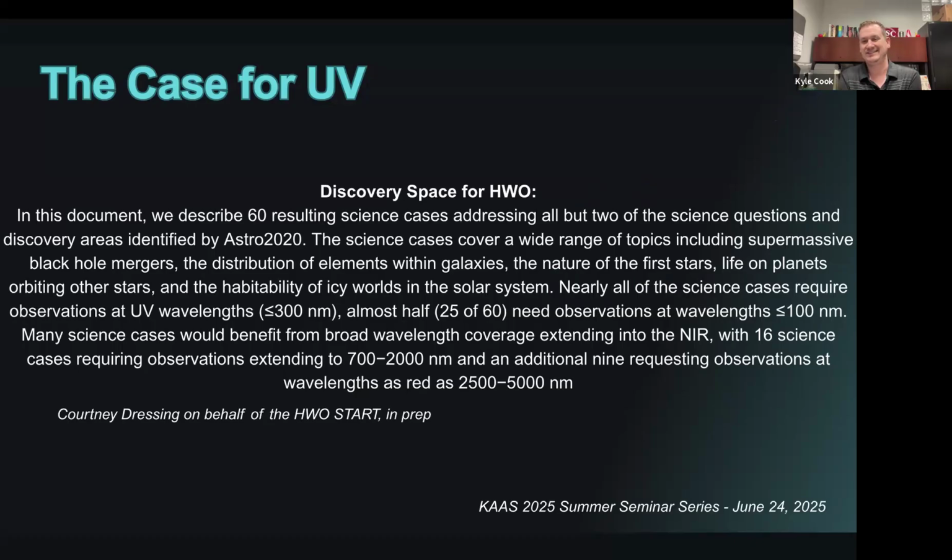What they did is they took the 60 earliest science cases that were proposed for HWO and just looked at what was needed. And as they say here, nearly all of the science cases require UV wavelengths. I do think "nearly all" is not super clear. Is that missing one or two? It doesn't say. And as I said, this is an unpublished paper. Of those 60, 25, so nearly half of them, are asking for observations at shorter than 100 nanometers. So, more blue. Of course, they're asking for near UV as well.